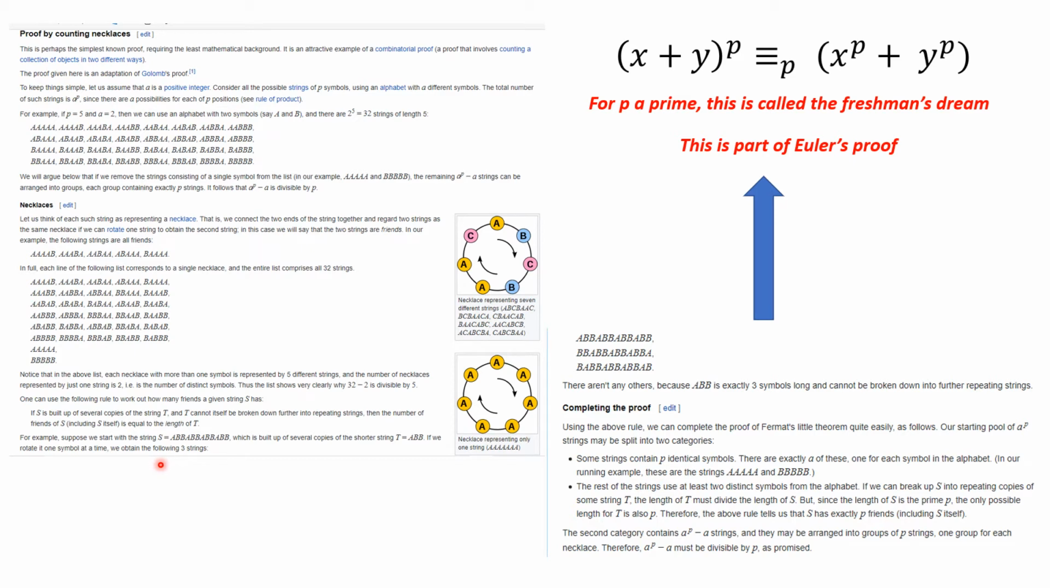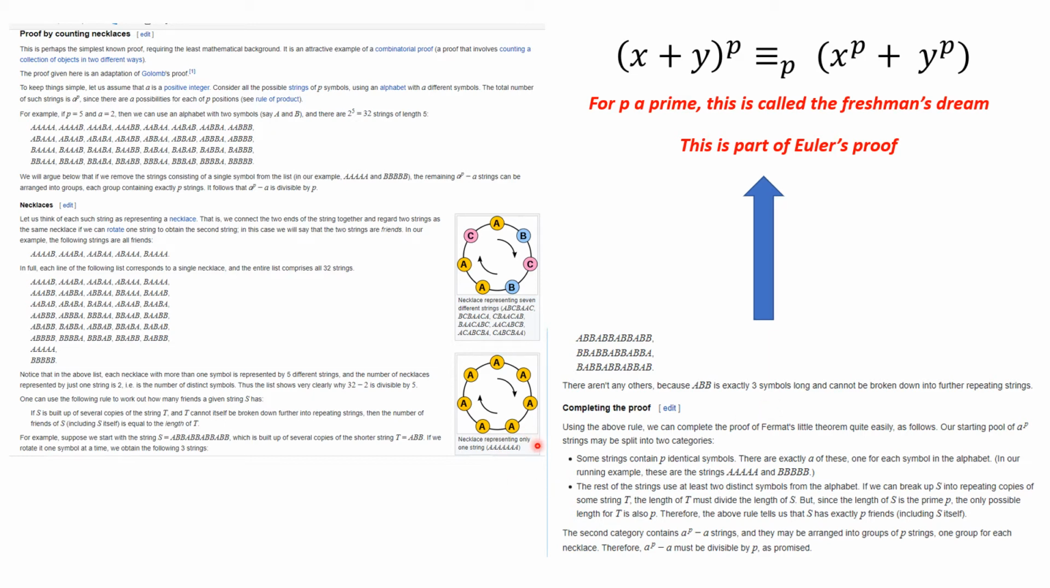So each of these was 5 in our case, so that's what we have. For example, if we start with a string, and we're using different numbers here, what's really being repeated is ABB. And so if we think about the following 3 strings, this is ABB, ABB, and ABA. There aren't any others, because that's exactly 3 symbols long. It can't be further broken down.